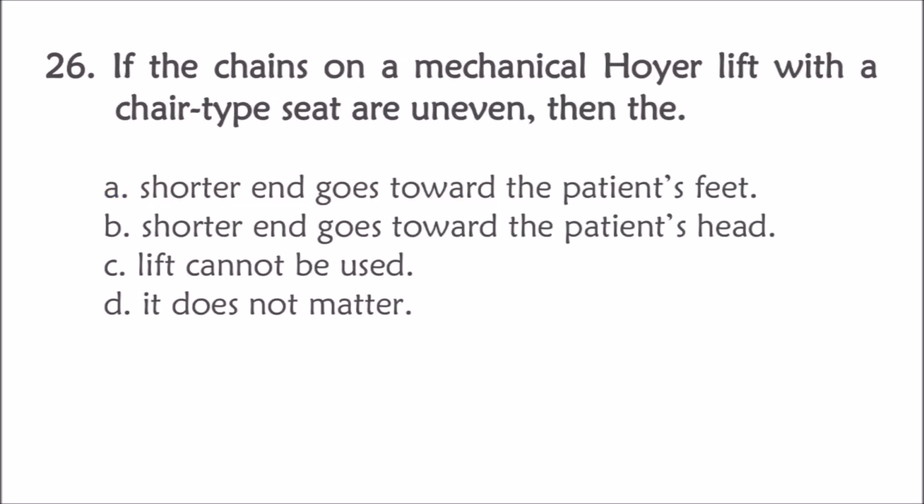26. If the chains on a mechanical Hoyer lift with a chair-type seat are uneven, then the A. Shorter end goes toward the patient's feet. B. Shorter end goes toward the patient's head. C. Lift cannot be used. D. It does not matter. The correct answer is B. Shorter end goes toward the patient's head.